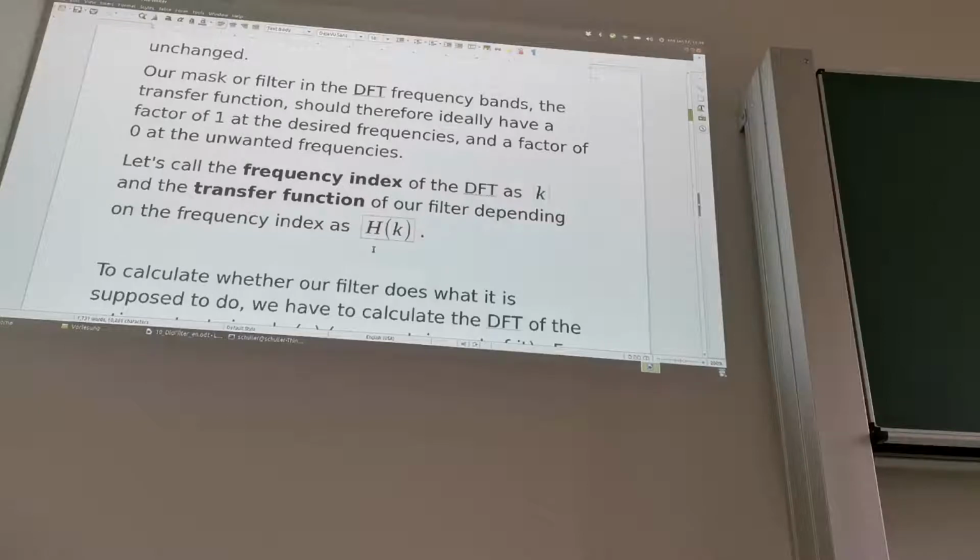And if you have a filter design, then you will get factors h, which in general can be complex valued, because a DFT is a complex valued transform. Make sense?